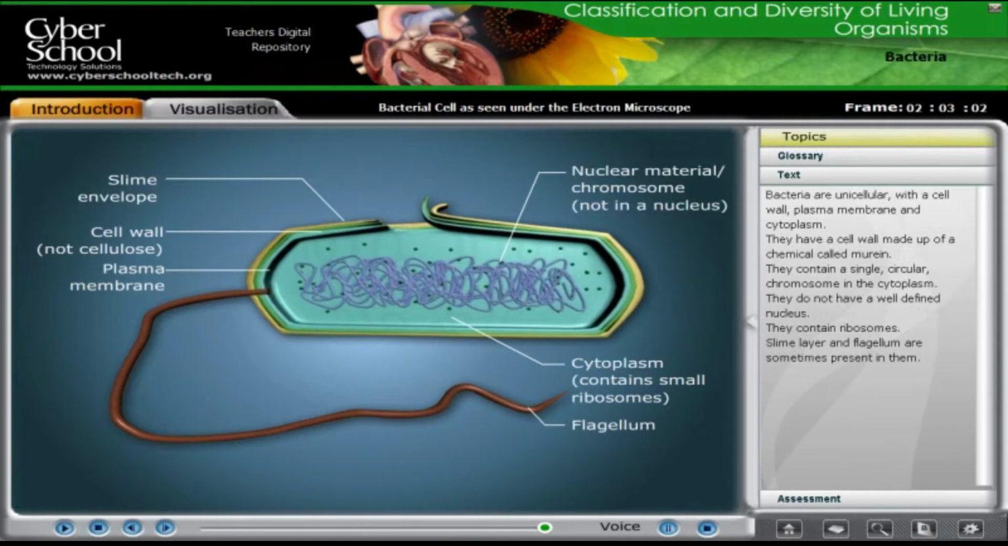Bacteria are unicellular with a cell wall, plasma membrane, and cytoplasm. They have a cell wall made up of a chemical called murein. They contain a single circular chromosome in the cytoplasm. They do not have a well-defined nucleus. They contain ribosomes. Slime layer and flagellum are sometimes present in them.